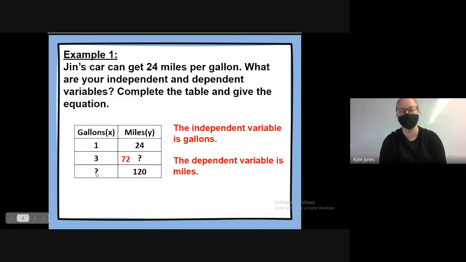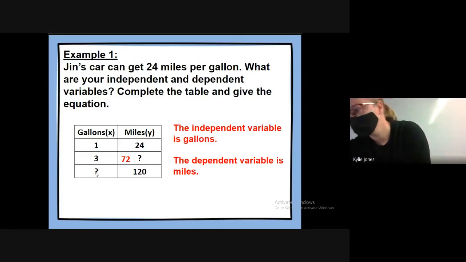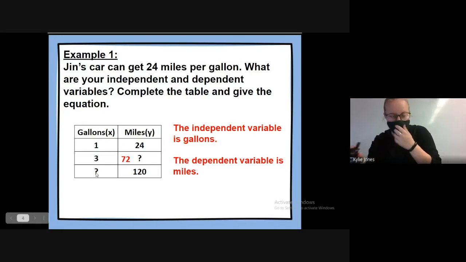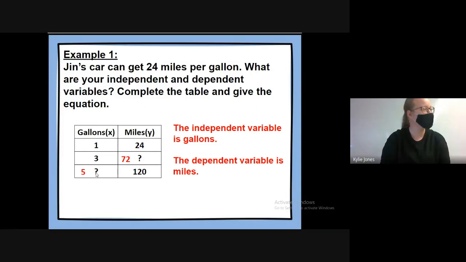I can see people working on that, so I'll let them finish it. Got it. It's 5. So if we put 5 gallons of gas in our car, it's going to make us go 120 miles. Good. So we know that we're taking our x value and multiplying it by 24. How do I write that? y equals 24x. That's our equation right there.